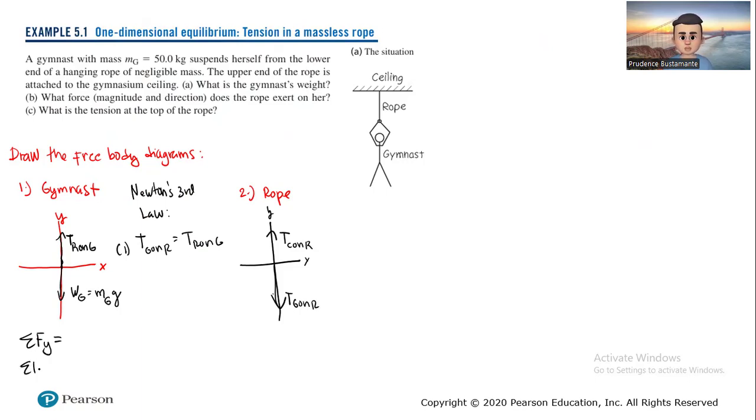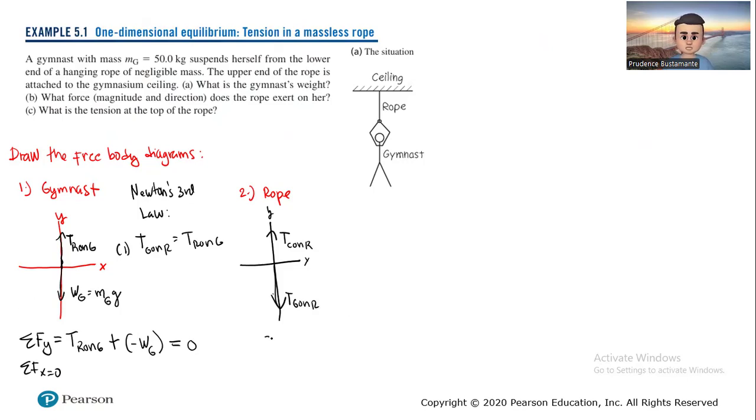because along x is equal to 0, but in y we have the tension of the rope on the gymnast, plus, this is positive because it's positive y, plus the negative weight of the gymnast. Since this is Newton's first law, we will equate this to 0. This is for the gymnast.